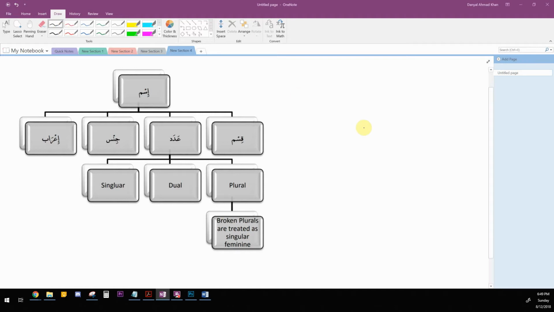Okay, at this point we want to talk about the third property of an ism, the noun or supernoun, and it is adad, which is plurality.